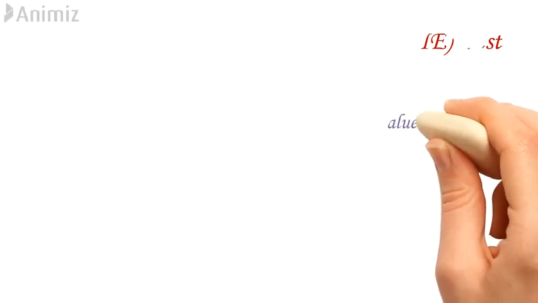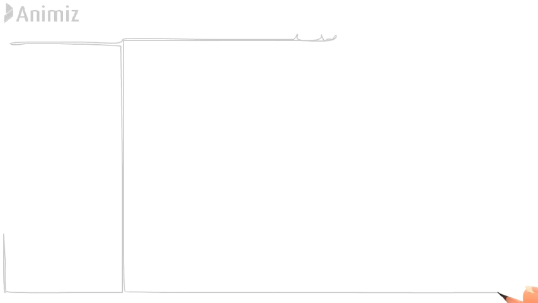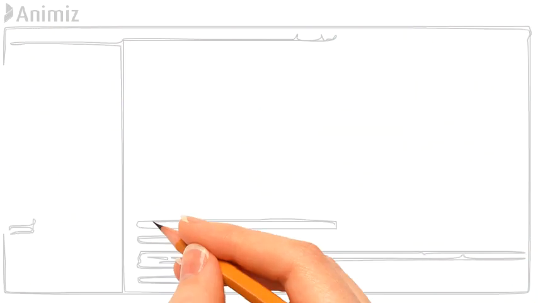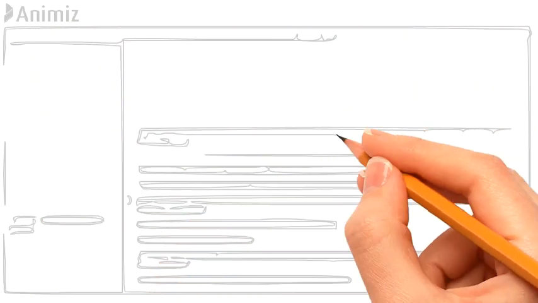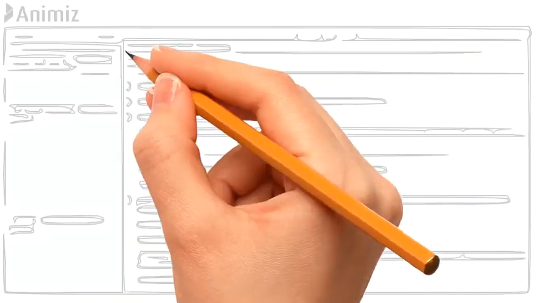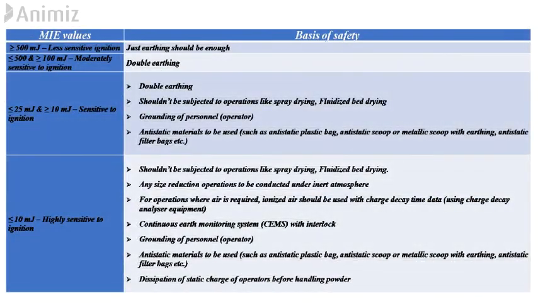In this table, a general basis of safety against MIE value is considered. Avoidance of ignition sources and flammable atmosphere are the two common points for all kinds of MIE values. Note that this is a very general basis of safety and the actual basis of safety can vary on a case to case basis.